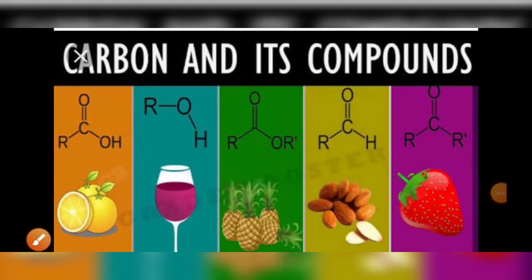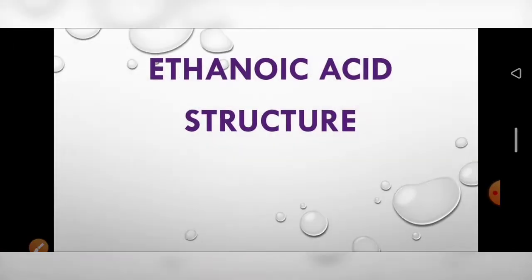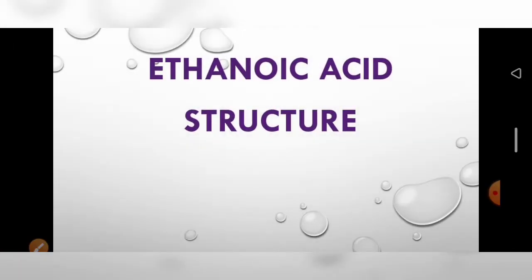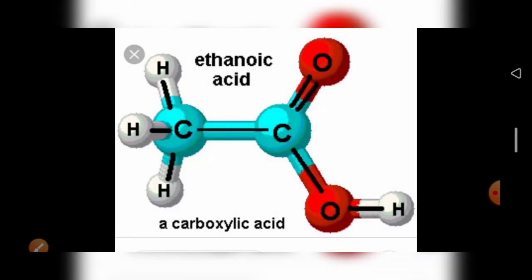We have to see Unit 11, Carbon and its compounds. In this lesson, today the session will be on ethanoic acid: the structure, physical properties, chemical properties and uses. First, we go to the structure of ethanoic acid. CH3COOH is the structural formula of ethanoic acid.